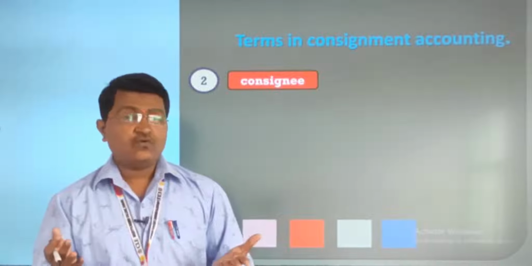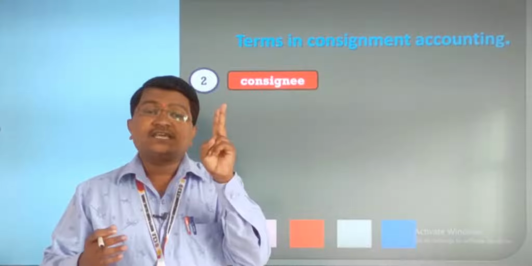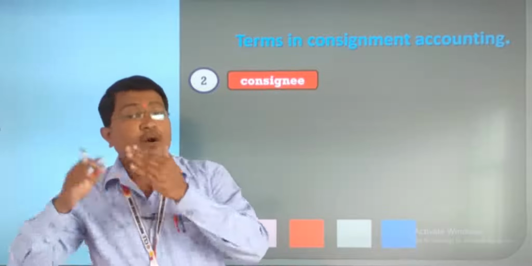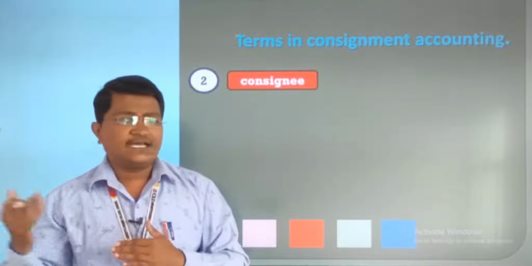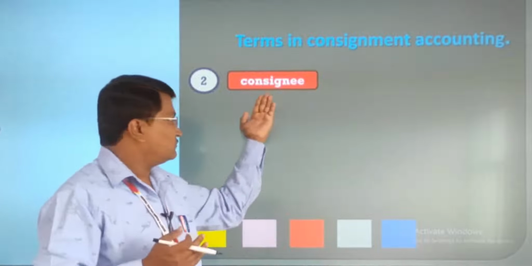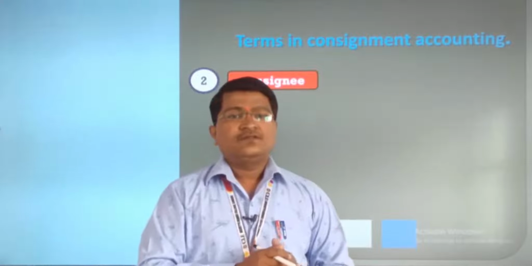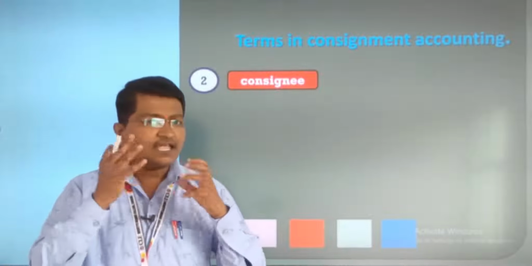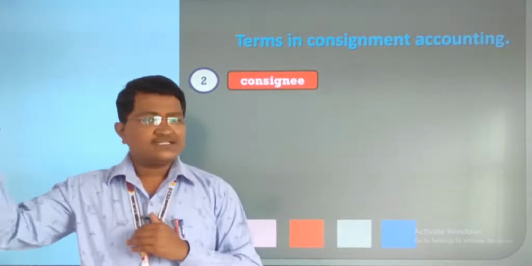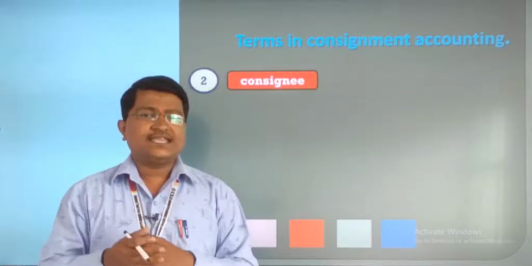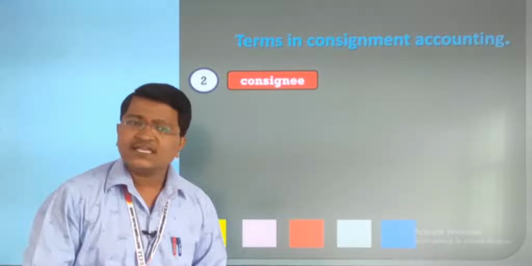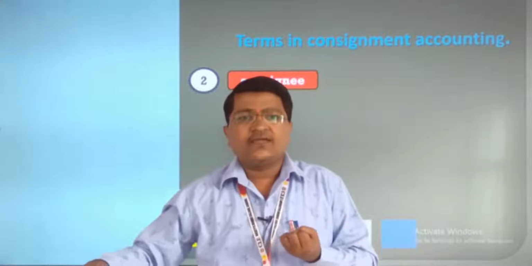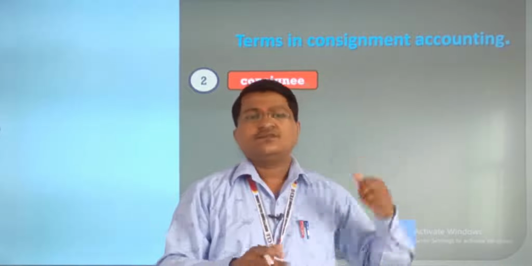Yes, now you know there are only two parties in a consignment agreement. In a consignment agreement there are two parties. One is the consignor, that is the sender, so who is the other? Yes, very good, consignee. Then can someone tell me who is consignee? Consignor is the sender. Then who is consignee? Yes, very good. Consignee is the receiver. So the receiver of goods under consignment agreement is known as consignee.